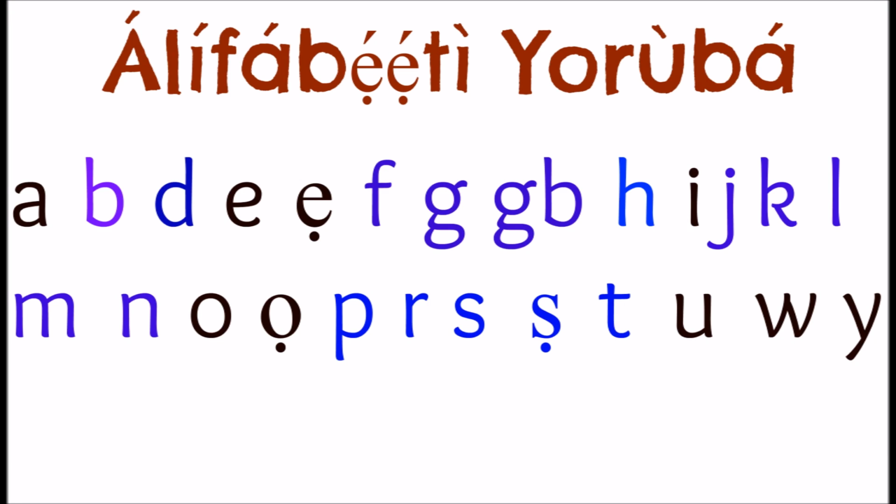So there are 25 alphabets in the Yoruba language. We call alphabeti. The singular, the plural, it's alphabeti. Or you can say àwọn alphabeti. So I'm going to pronounce them and then I'm going to show you how they are written in capital letters.